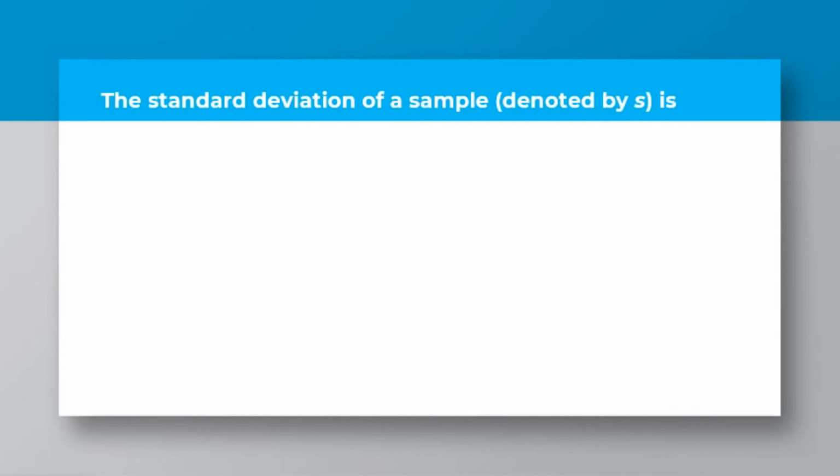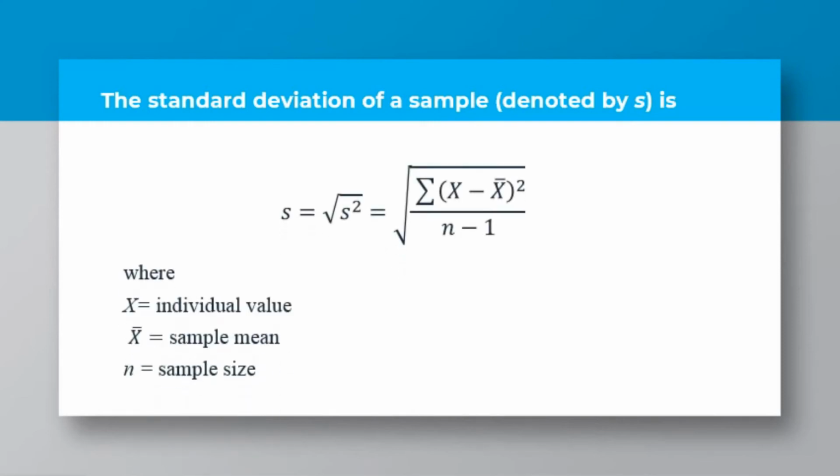To find the standard deviation of a sample, we must take the square root of the sample variance, which was found by using the preceding formula. The standard deviation of a sample, denoted by s, is given by the formula, wherein x is the individual value, x bar is the sample mean, and n is the sample size.